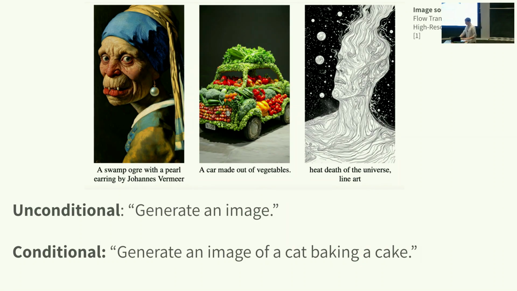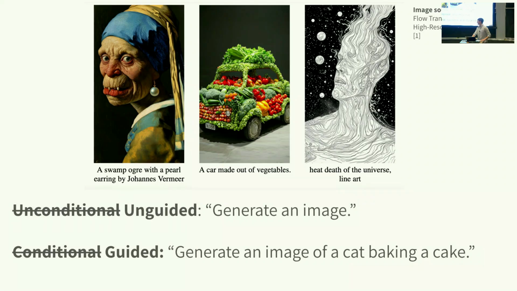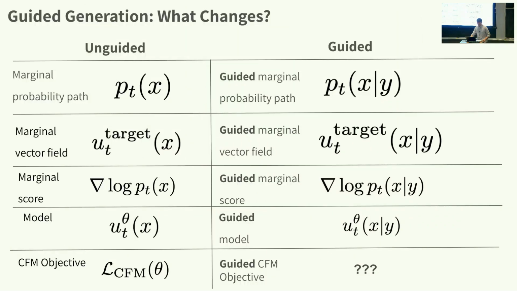OK, so before we go any further, you've noticed that I've used the words unconditional and conditional, which, in an effort not to overload these terms, we're going to instead refer to as unguided and guided generation, right? Because we've been talking about conditioning on z, for example, and now we're going to be talking about guiding on y, guiding based on y.